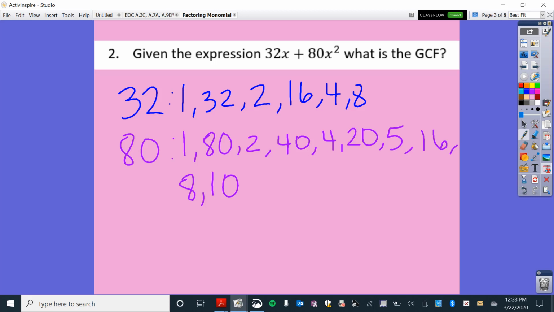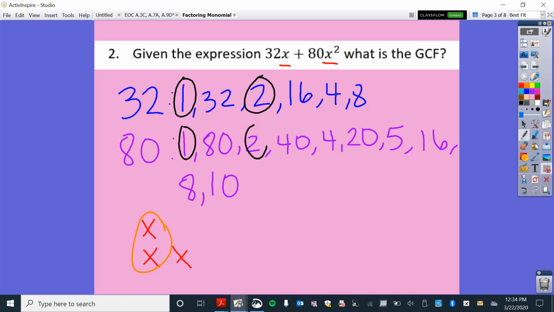Alright, so then we're going to do our x's. So the first one is just an x. Okay, so just one x. And then x squared means I have 2 x's. So how many x's do they have in common? Just the one. Now if we go to our numbers, what factors do they have in common? Let's just circle all of our factors. So they have in common a 1, a 2, a 4, and an 8.